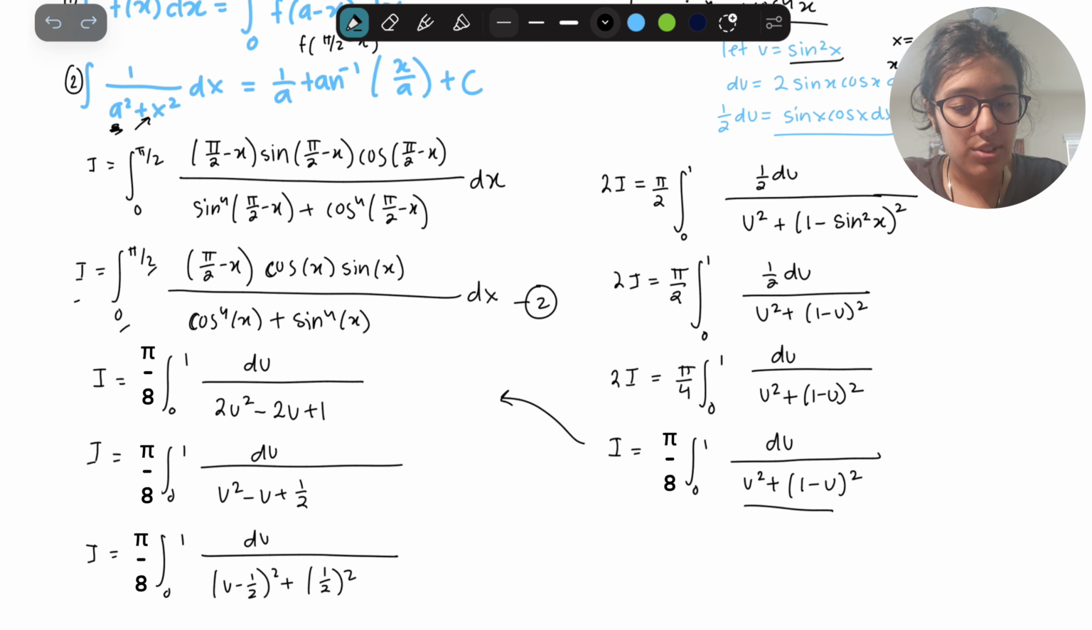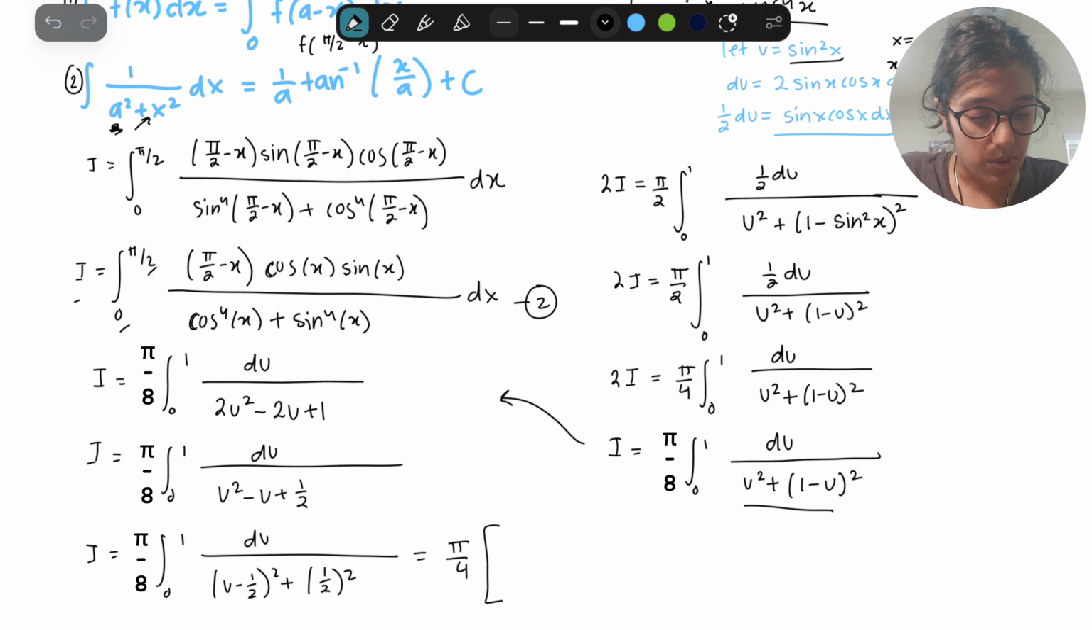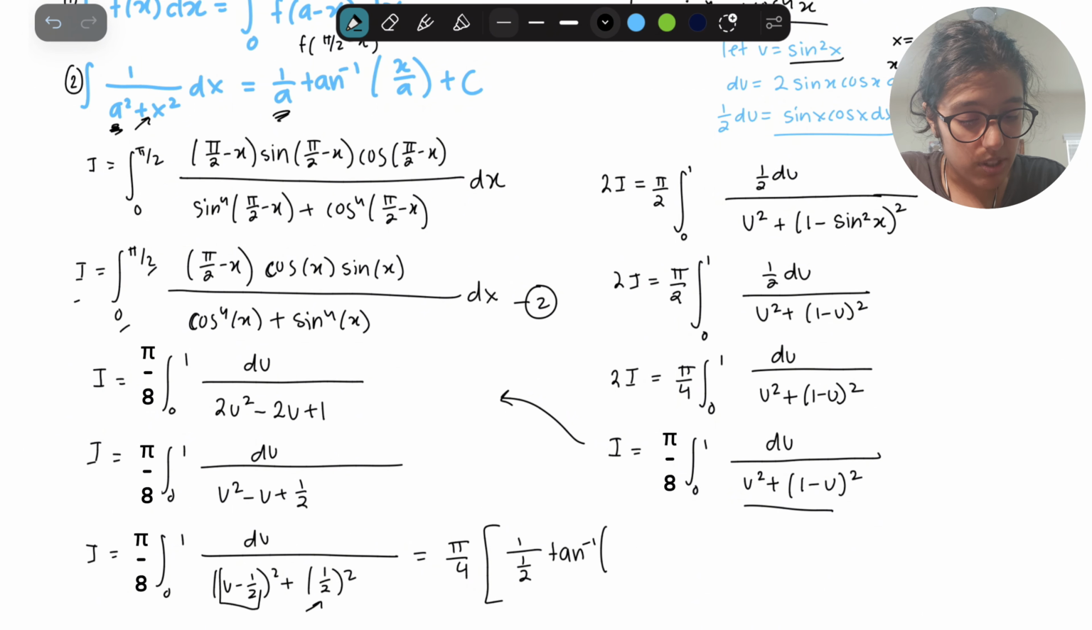Now we are ready to apply our second hint. So our second hint is going to say that we have 1 over a. We know a is equal to 1/2, since 1/2 is the constant. Then we have a tan inverse of x over a. Our x is going to be u minus 1/2.